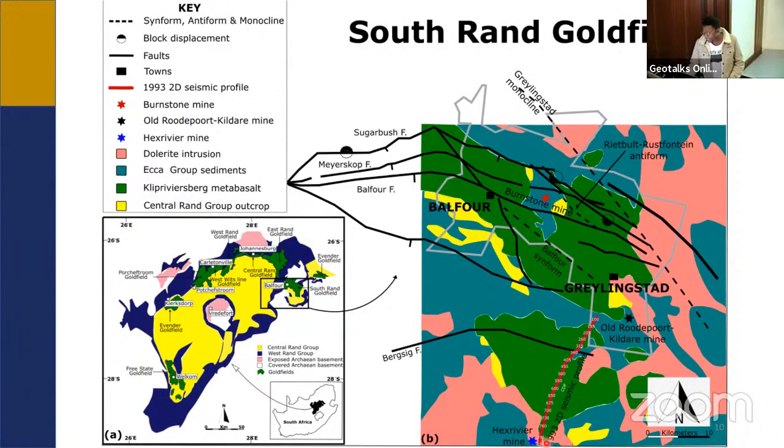And the reflection seismic profile was collected south of Princeton Mine, as shown by this red line. And there are some mines in the region that used to exploit the Kimberley Reef in the past, like the Hex Rivier mine and the old Rutherford Kildare mine. And all these mines were closed around the 1970s.